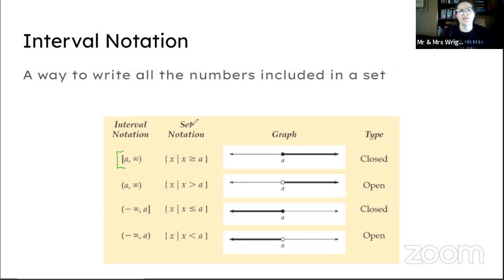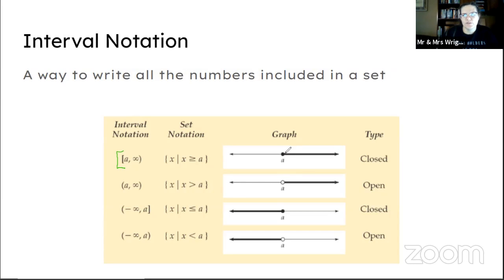Now you may already be familiar with set notation, and it's the set of x such that x is greater than or equal to a. That's how you'd read that in English. That's the English translation of this mathematical information right here. The set of x such that x is greater than or equal to a.